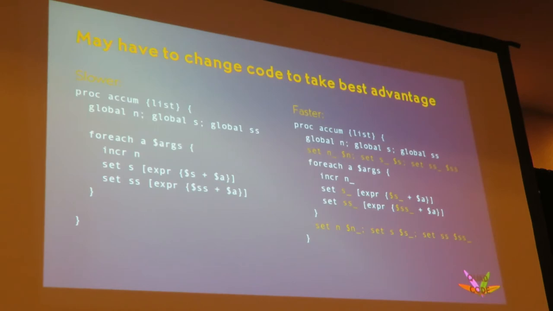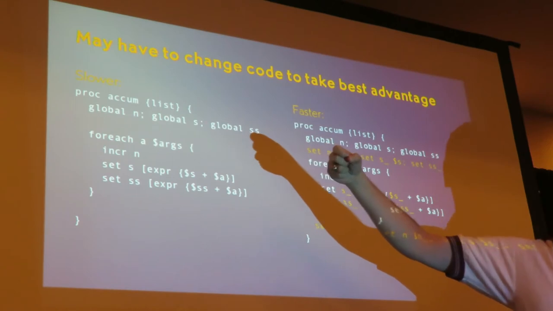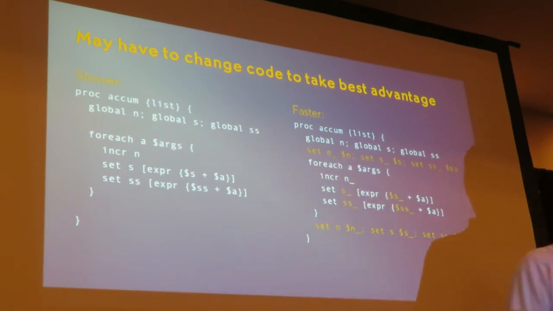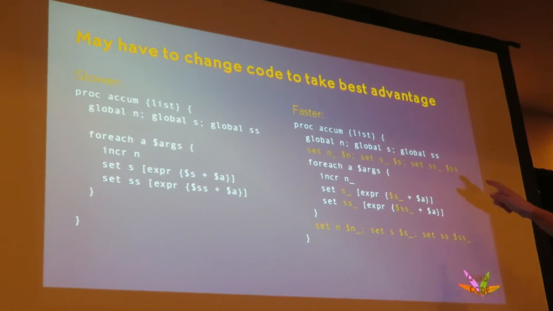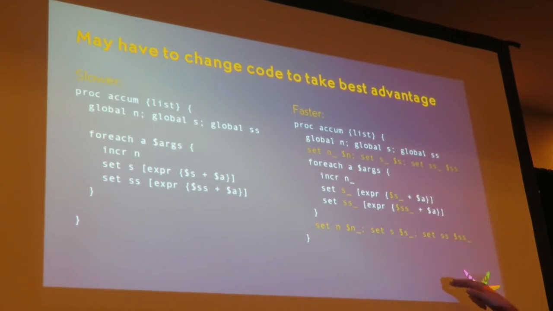You might have to change your code to take the very best advantage of this, because the variables that are non-local are still kept in Tcl objects. So like this accumulation that's doing typical descriptive statistics, it's doing count, sum of squares, if that loop's going to be executed a whole lot of times, you do much better to copy those global variables to local values first, go through the loop incrementing the local values, and then copy them back out so that you're not repeatedly hitting the global values. Because hitting a global value, you have to box it in a Tcl object. Hitting a local value, it remains a local machine code value.